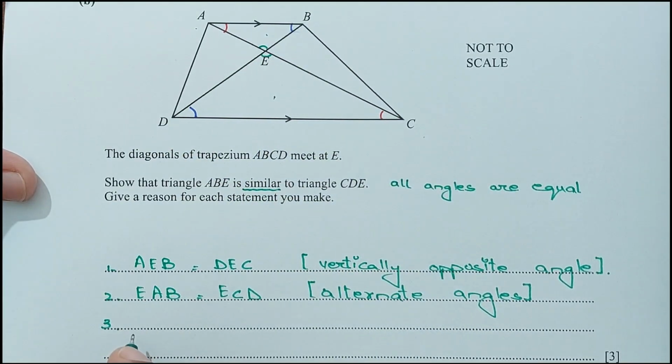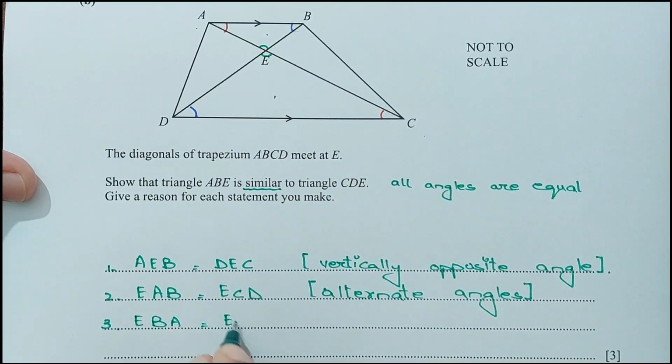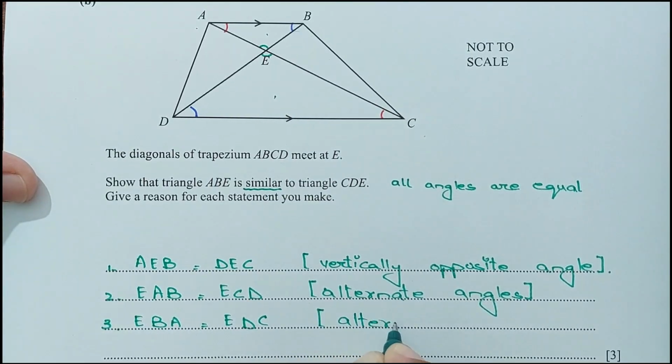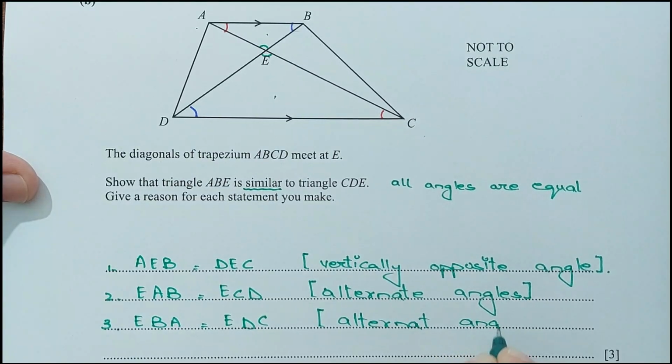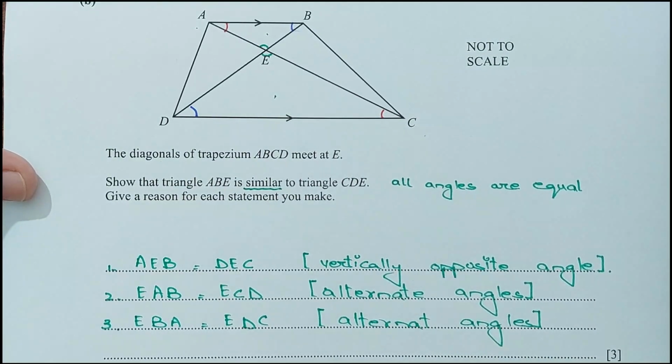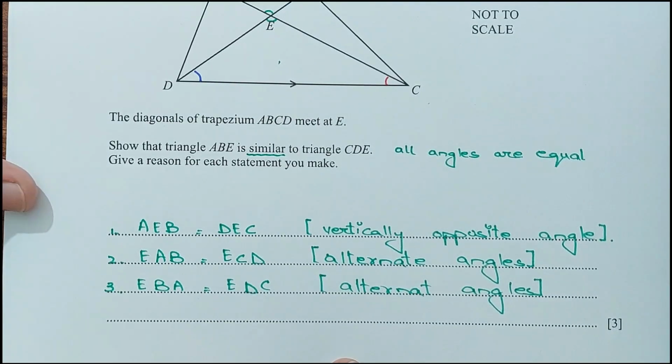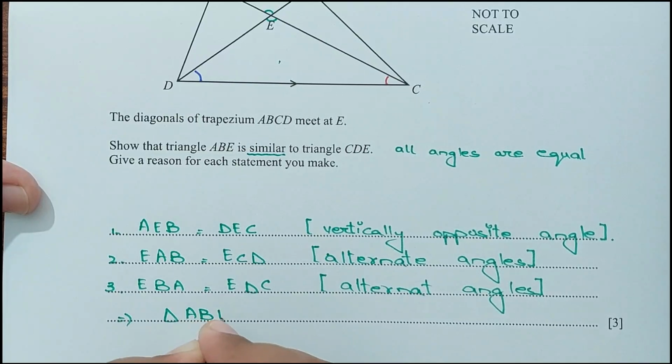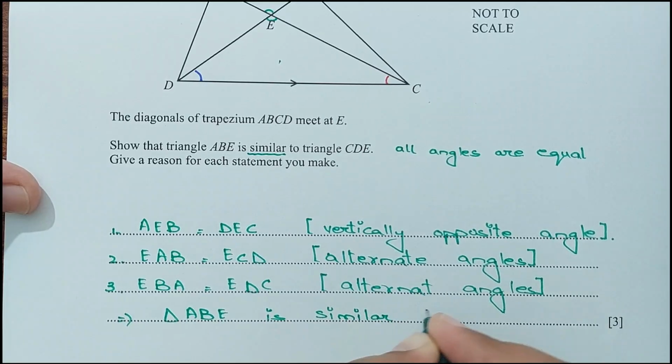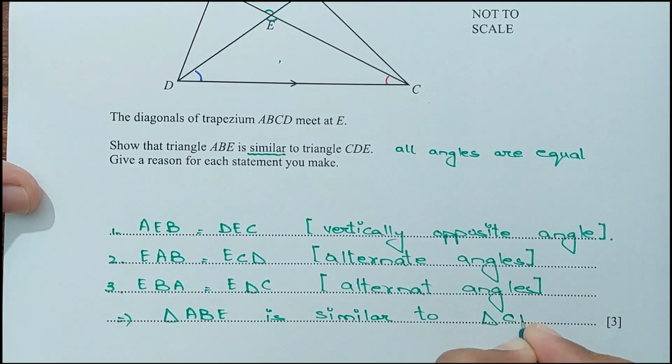They are alternate angles, they are equal. So we can say ABE, or EBA, is equal to EDC. Again, alternate angles. So as you can see, in both triangles, all three angles are the same. So we can say triangle ABE is similar to triangle CDE.